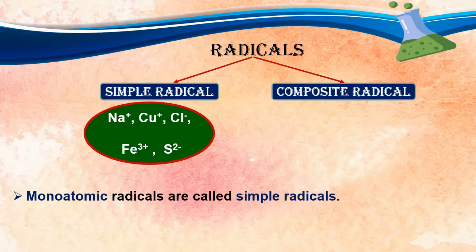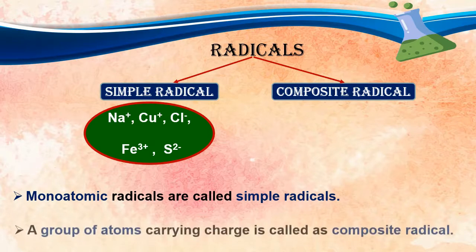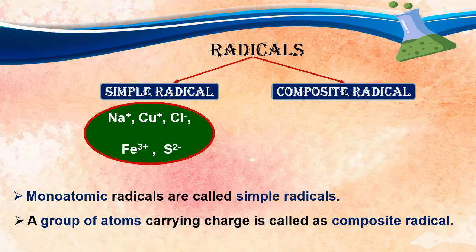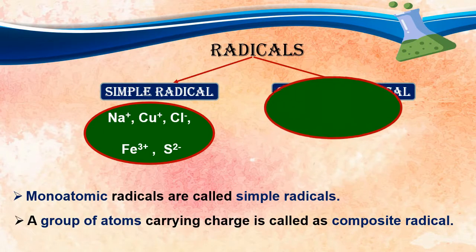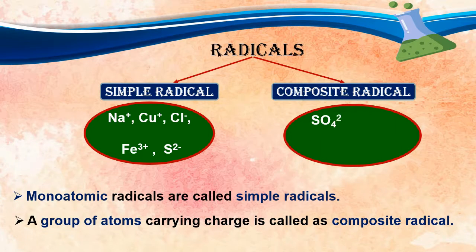Let us see composite radicals. A group of atoms carrying charge is called a composite radical. Means these radicals are formed by groups of atoms. For example, SO4 2-, NH4+, NO3-, HSO4-.